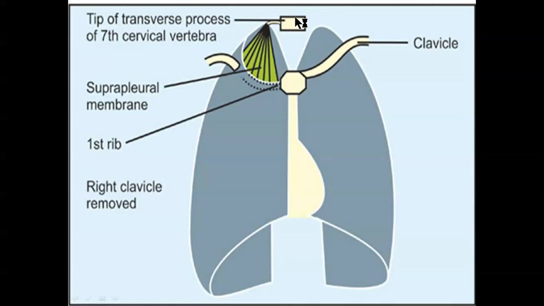So, for Simpson's fascia, the origin and insertion would be, remember, the C7 transverse process and the first rib. All right.